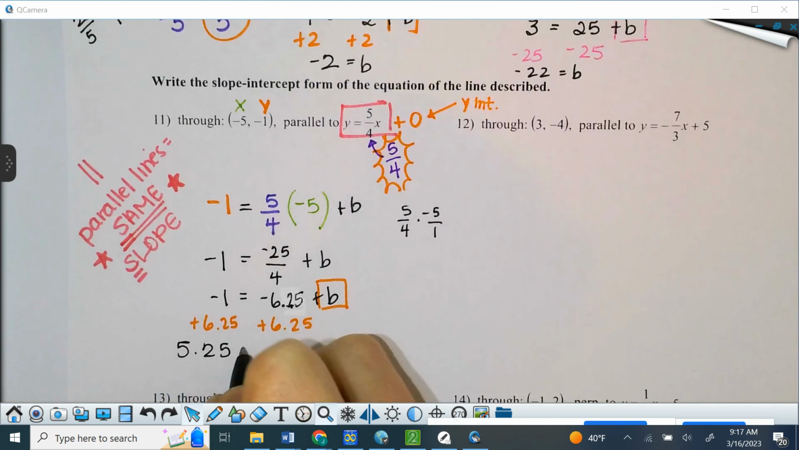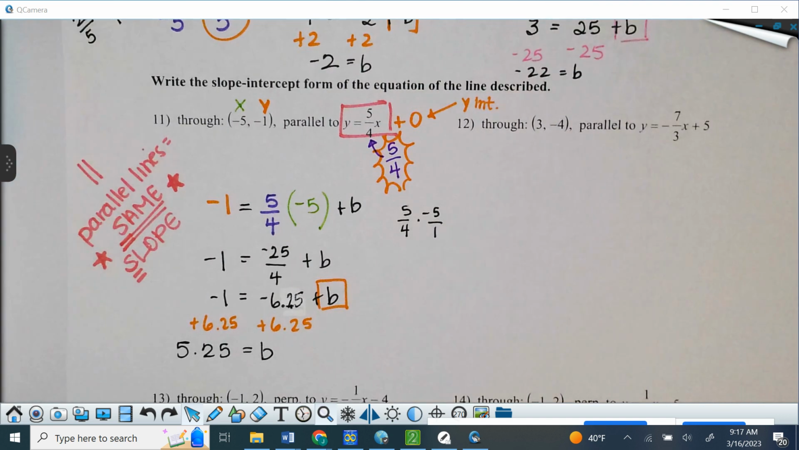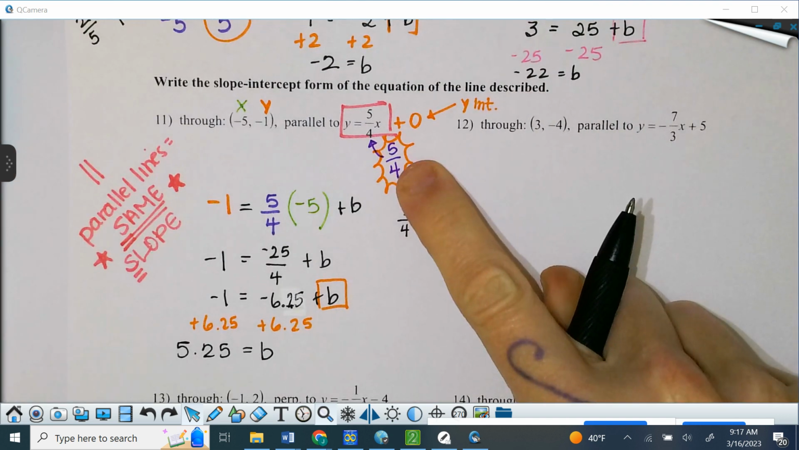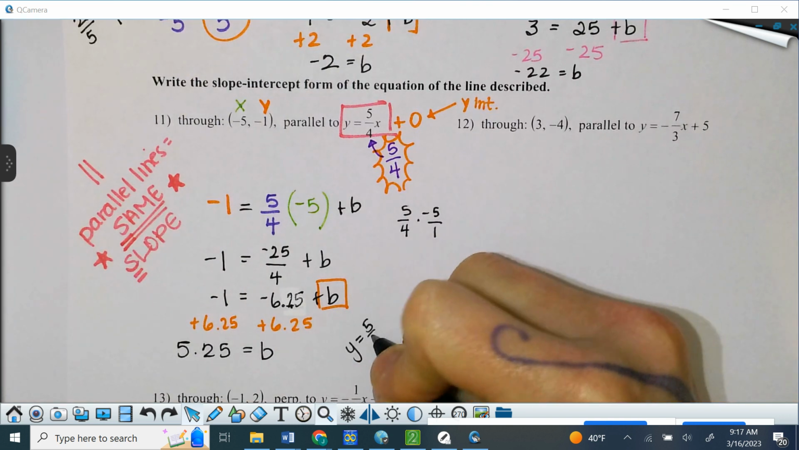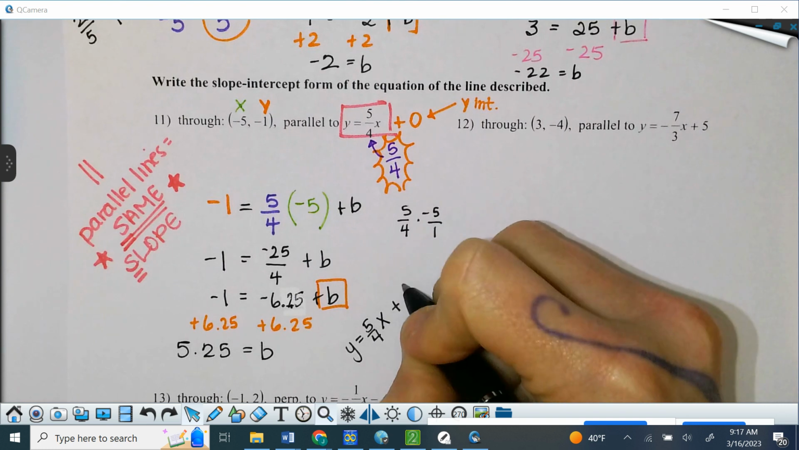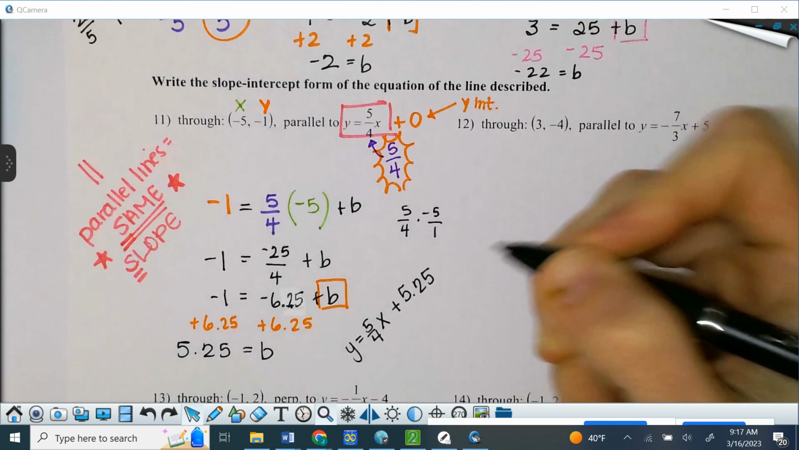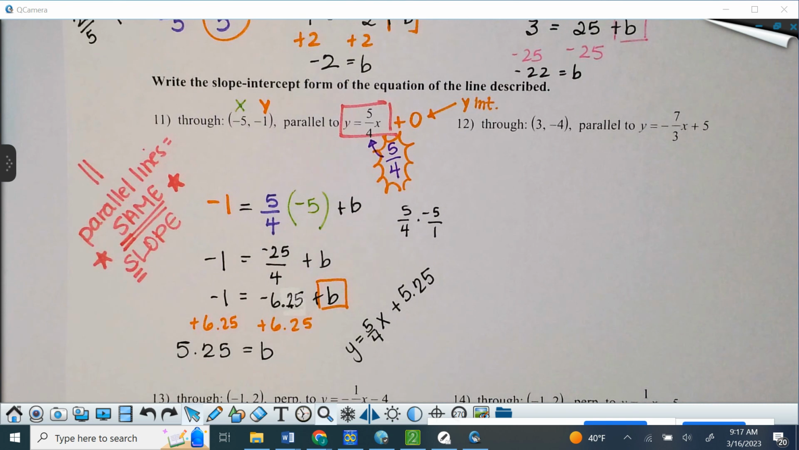5.25 equals b. So we have our slope up here in rise over run form, which is perfect. And we have our y-intercept of 5.25. So it's going to be y equals 5 over 4x plus 5.25. And that could be written as 5 and 1/4 as a mixed number. Very rarely have I seen it that way. It could be 21 over 4, because 5 times 4 is 20, and then it's 1/4 more. So if you should find the y-intercept to be a fraction, it could also look like that.